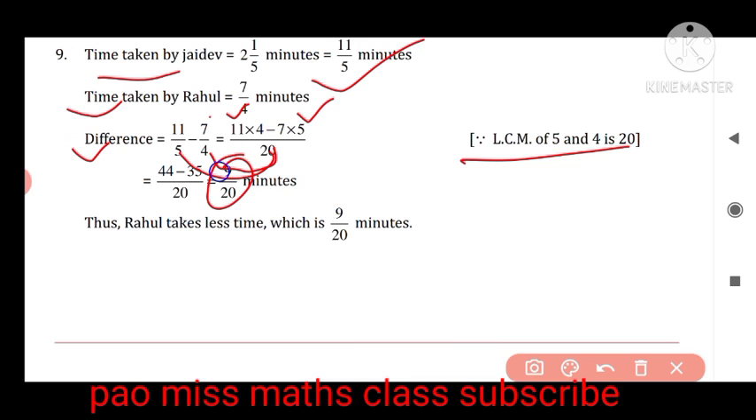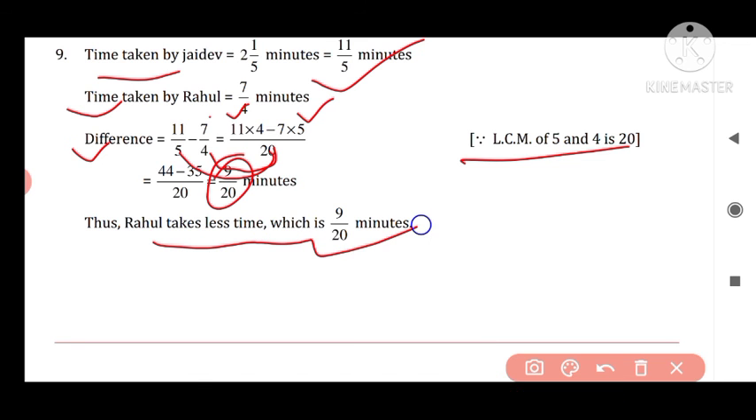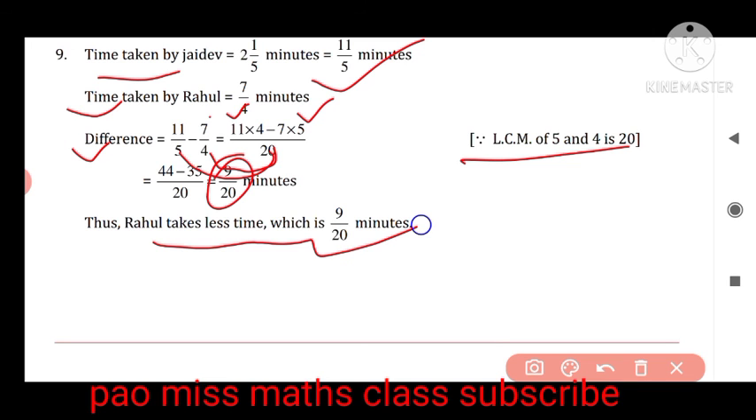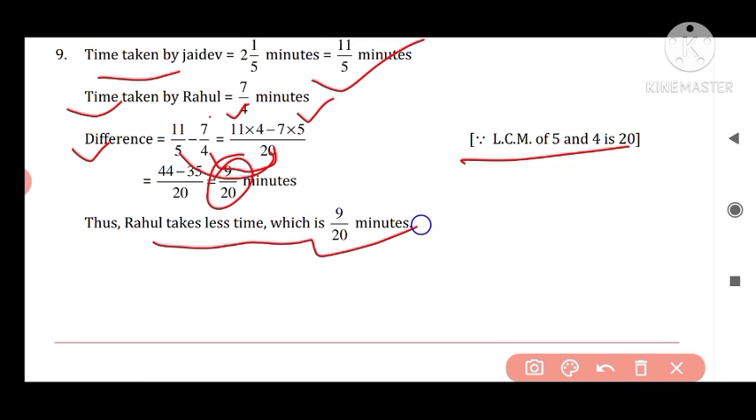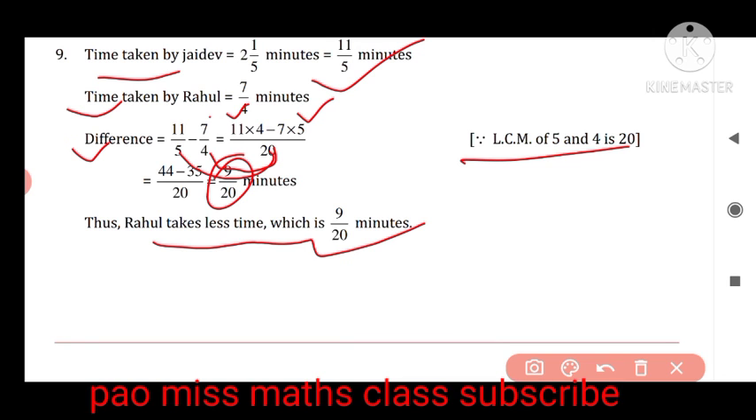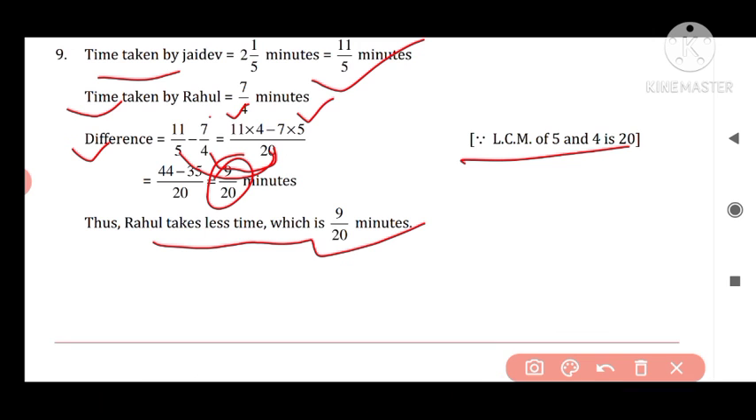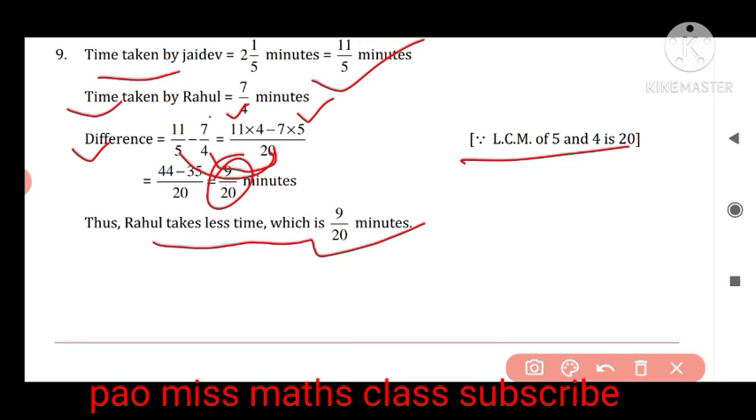So thus Rahul takes less time, which is 9 upon 20 minutes. So who took less time? Less time is equal to 9 upon 20 minutes, and it is taken by Rahul. So this was the last question for this exercise.